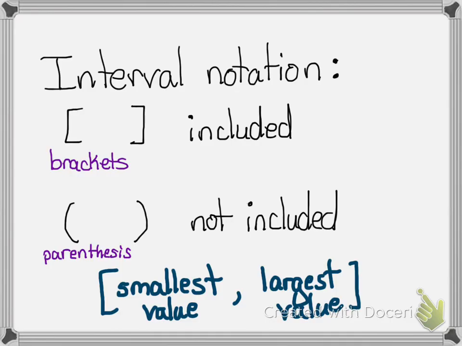If the x value or y value is included, use bracket. If it's not, you'll use parentheses. And parentheses are usually used when it's an open circle or an arrow indicating infinity. And you will always write your intervals from the smallest value to the largest value.